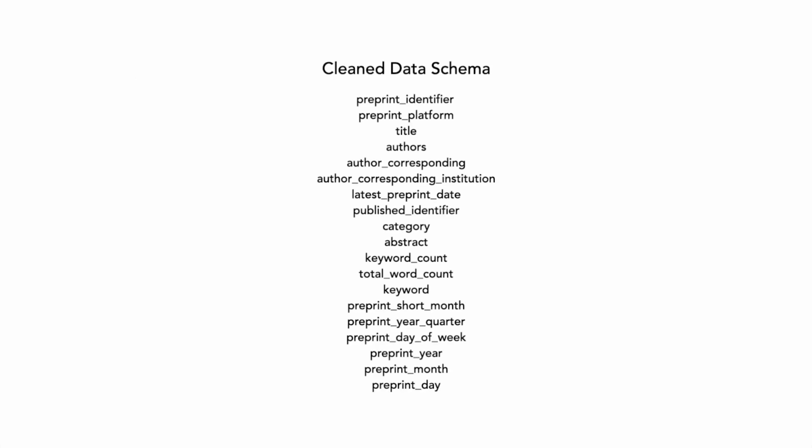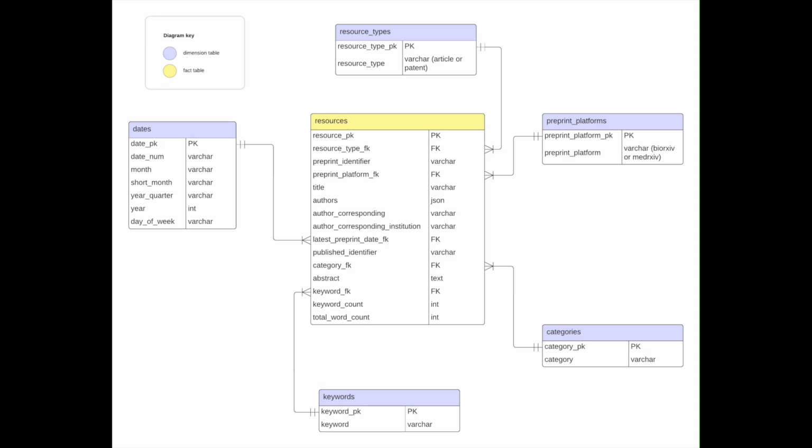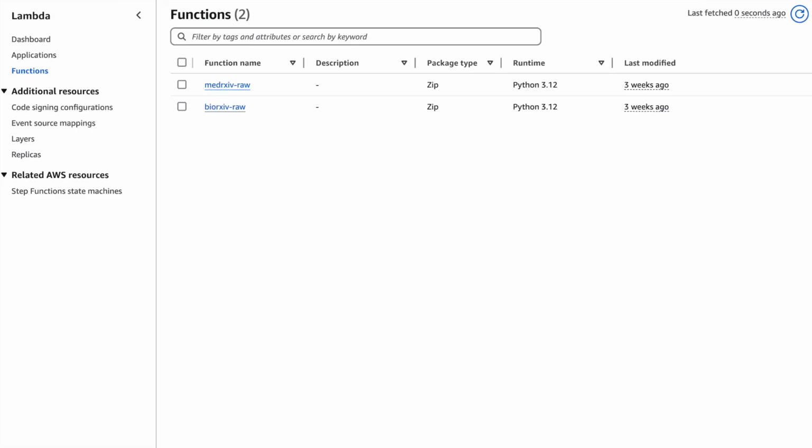The clean data should have the following information, like title, authors, word count, and dates. To go one step further, we can load the data into a data warehouse with facts and dimensions like this in Amazon Redshift. Let's dive deep into the extraction part.